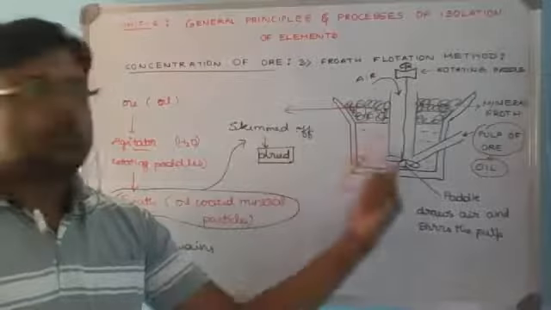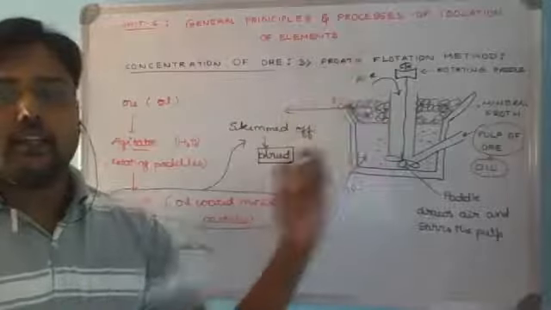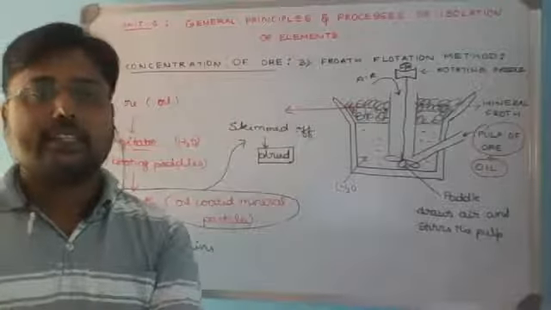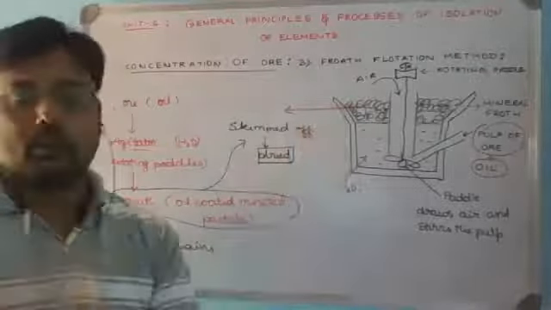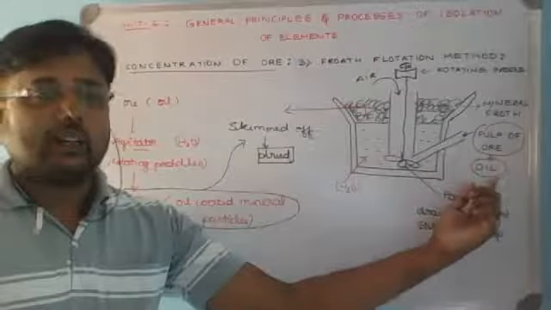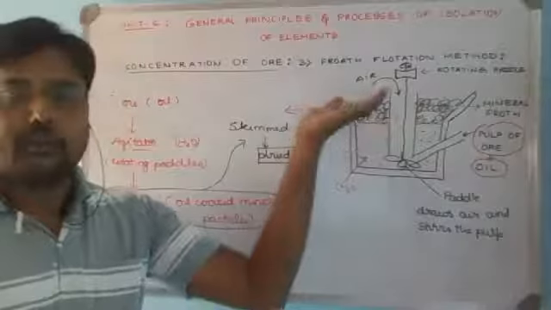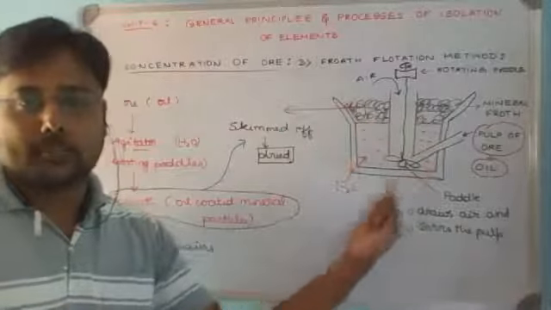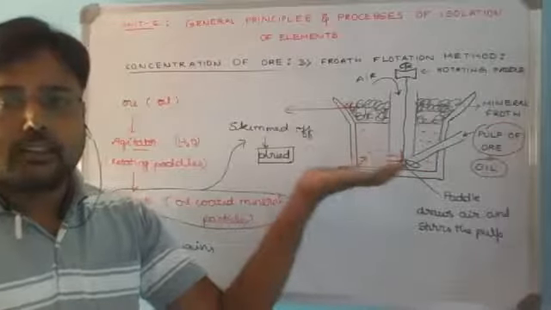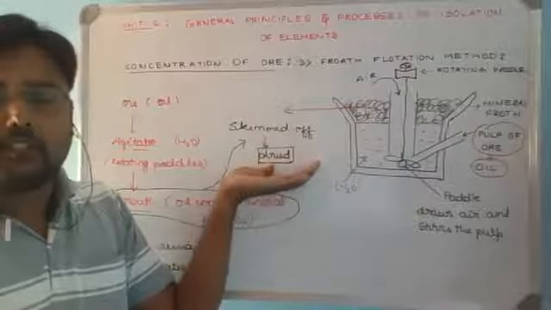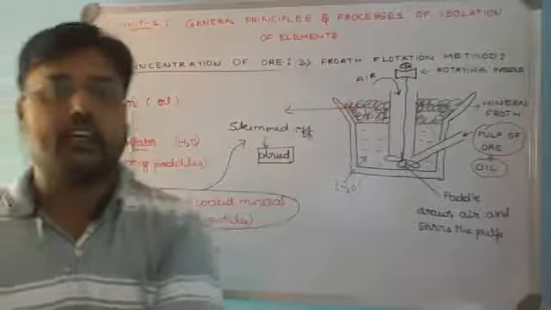So this rotating paddle will draw air into it and will agitate the mixture. As a result of that, froth will be formed. The ore particles, being coated by oil, are carried by the froth, and the water soluble gangue particles will remain in the water medium. After some time the froth will be skimmed off, dried, and from that the concentrated ore is taken.